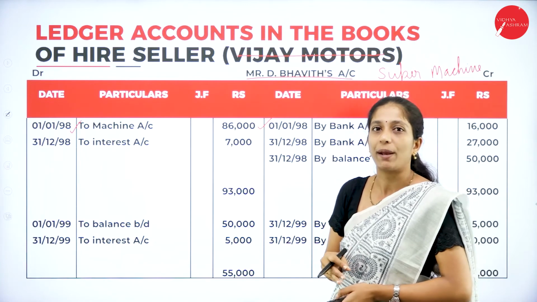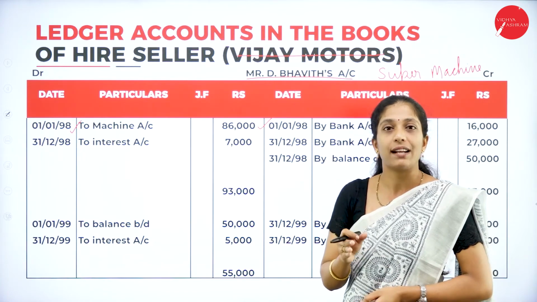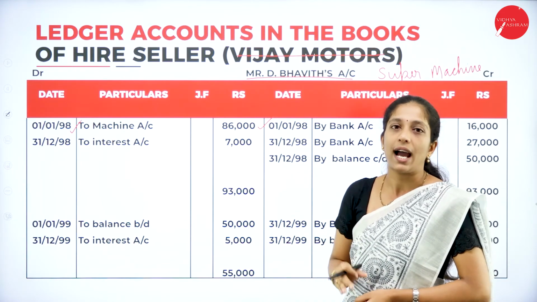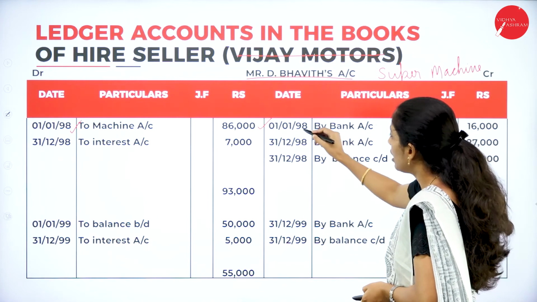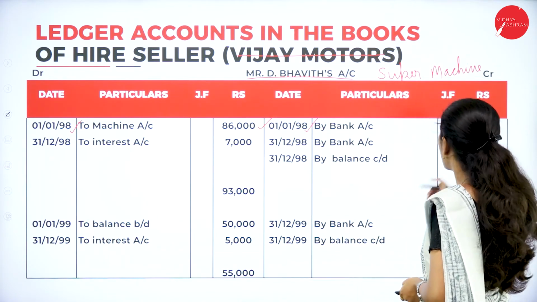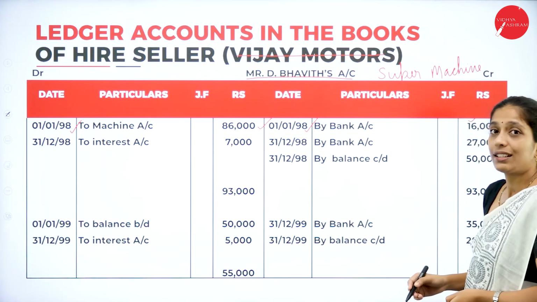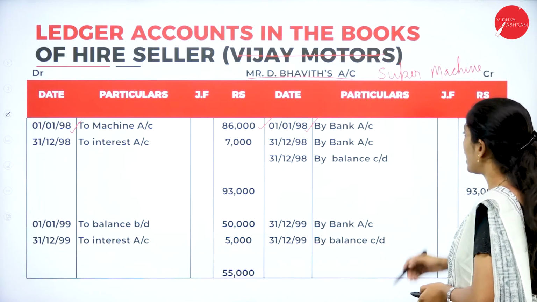And the second entry is for what? Receiving the down payment. How much down payment have they received? 16,000. So what is the entry? Bank account debit to hire seller account, on the date of delivery of the goods, 1/1/98, by bank account 16,000. So the down payment received is 16,000. Record that amount.